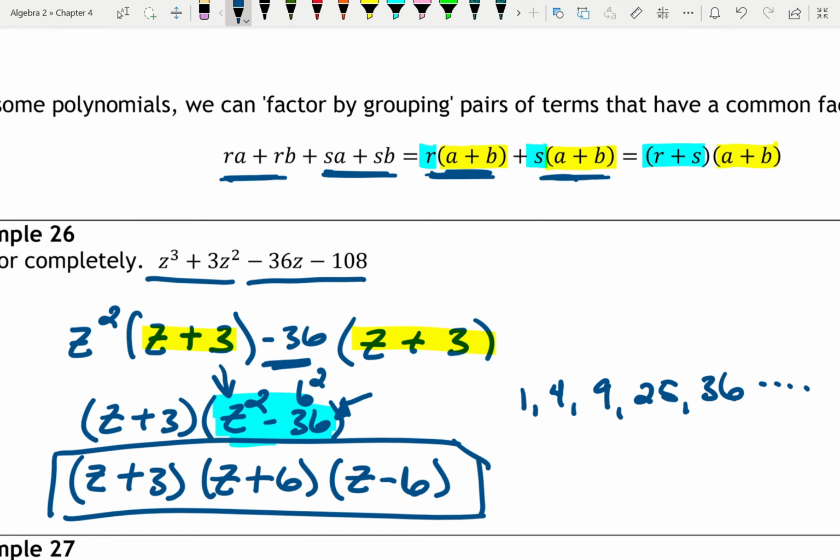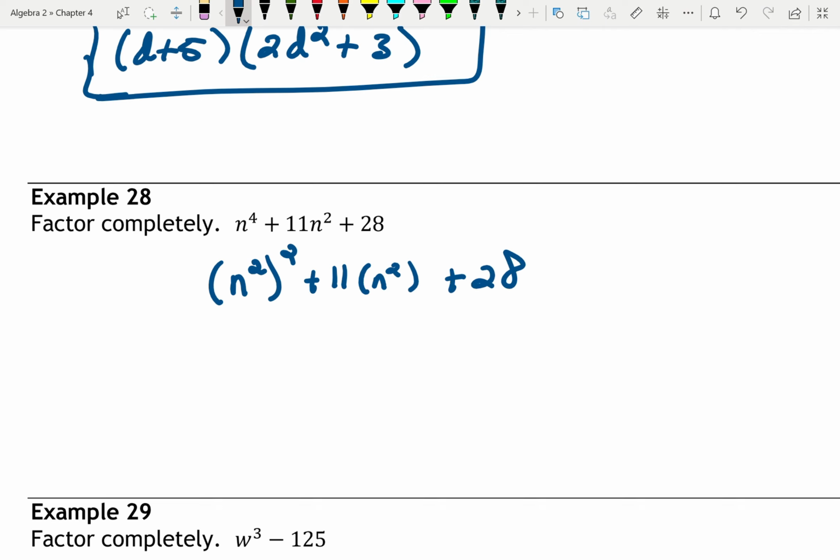28. We're supposed to factor completely. Now this one is in what's called quadratic form, because we could write this as n squared squared plus 11 n squared plus 28. So we factor it as if it said something like x squared plus 11x plus 28. But whenever we factor it, we can't just write x, we have to write n squared. So I look for numbers that multiply to be 28 and then add up to be 11.